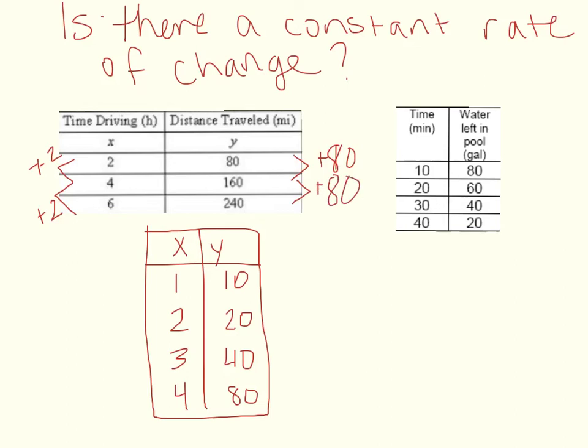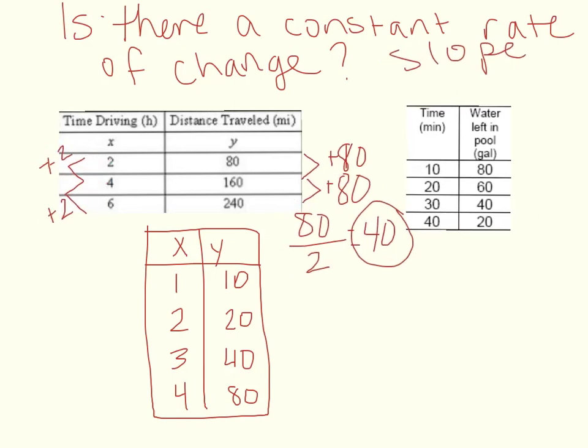On the left side by 2, on the right side by 80. And to find the rate of change, you take your y's, which is your 80, and you divide by your x's over there, which is 2. And 80 divided by 2 is 40. So your average rate of change is 40. Now, remember, rate of change is the same thing as your slope. So the slope for that line would have been 40. Okay, let's try this next one over here.